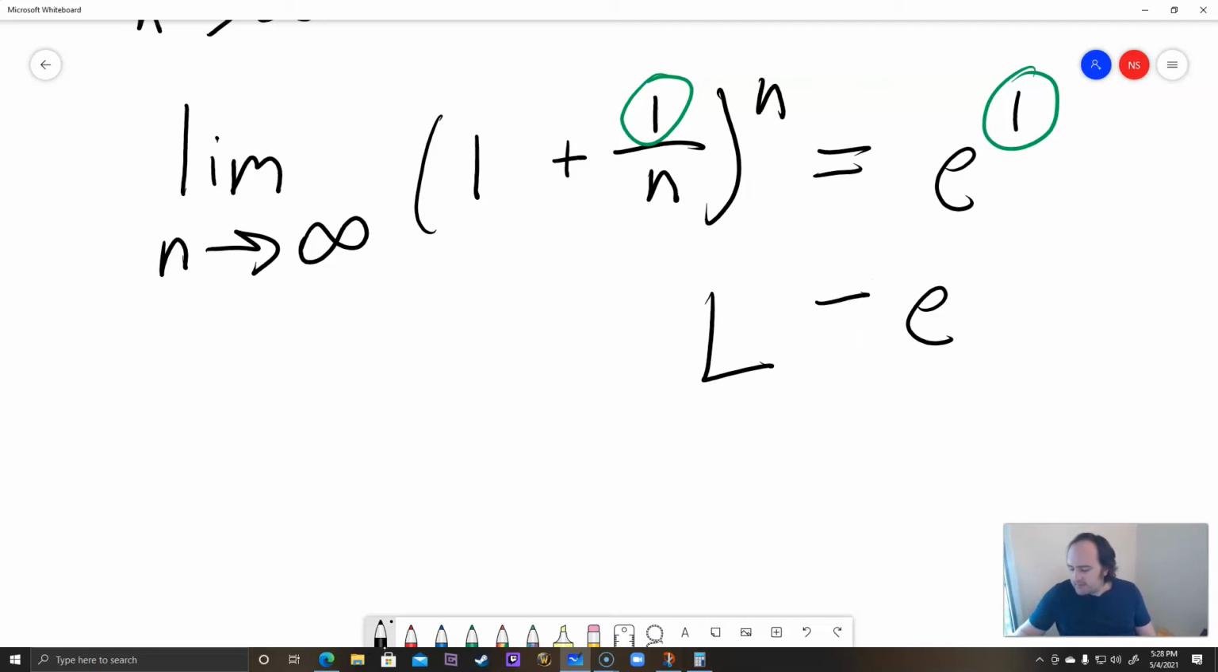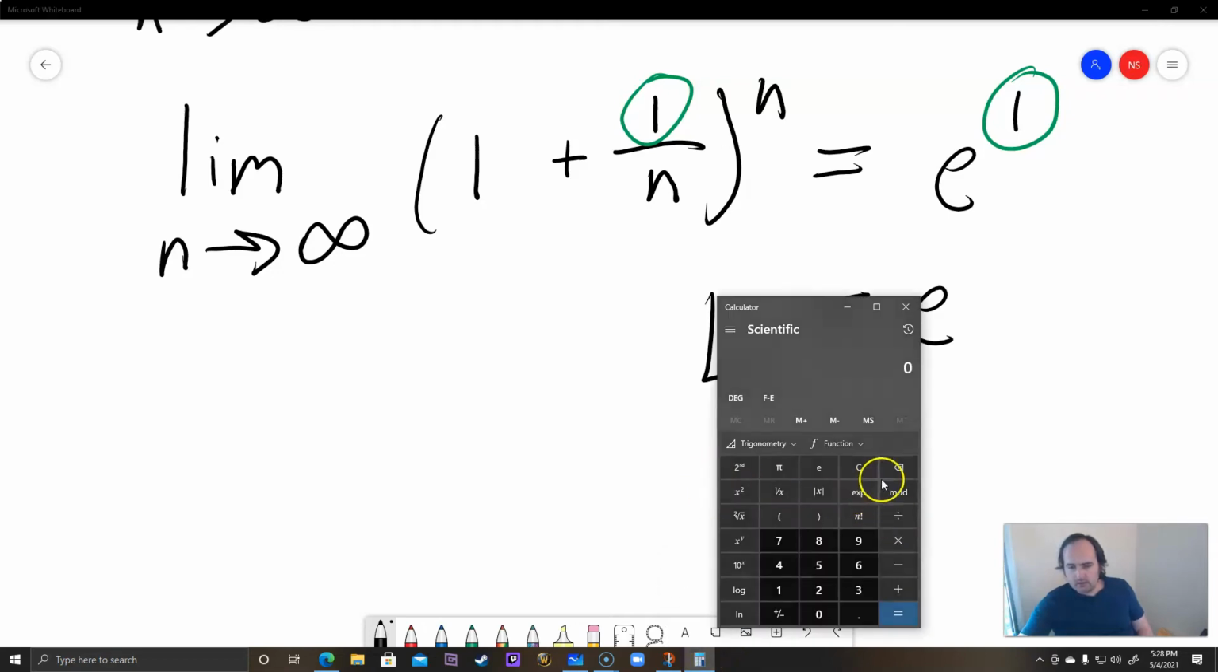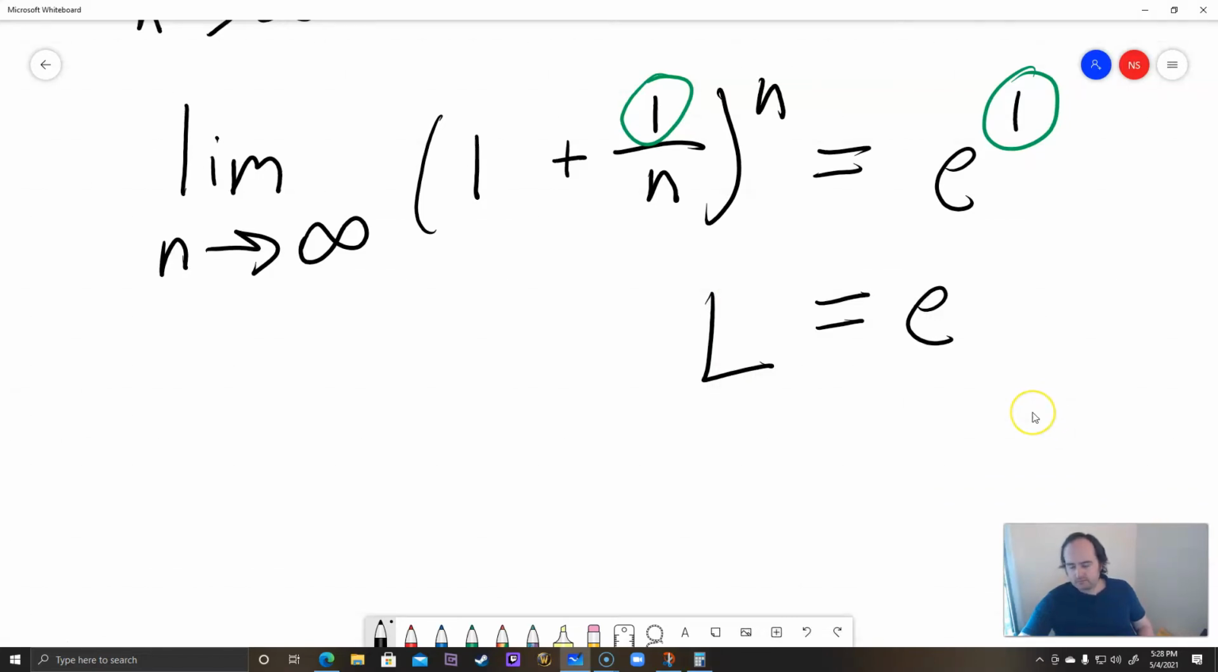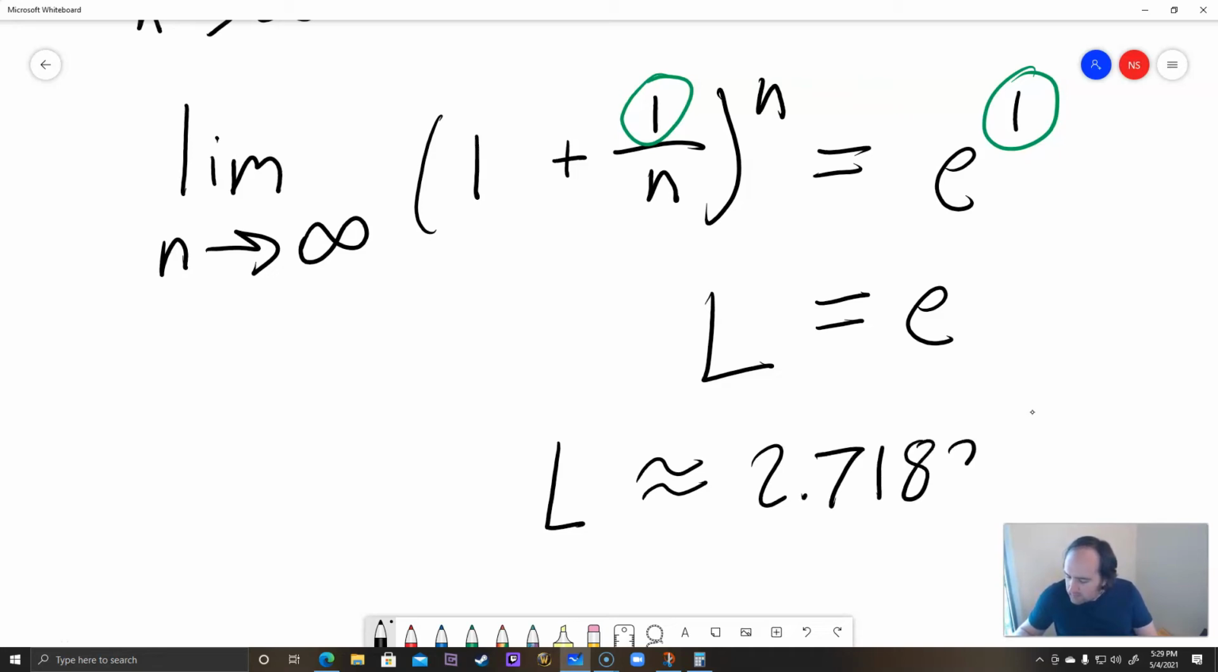And remember, e is actually a number. It's not just a letter. And if you're not sure what it is, you can always type it into your calculator, but it's 2.7 something. So you go all clear, you press E, it's 2.71828. So L is approximately equal to 2.71828. It goes on forever, but we don't really care.